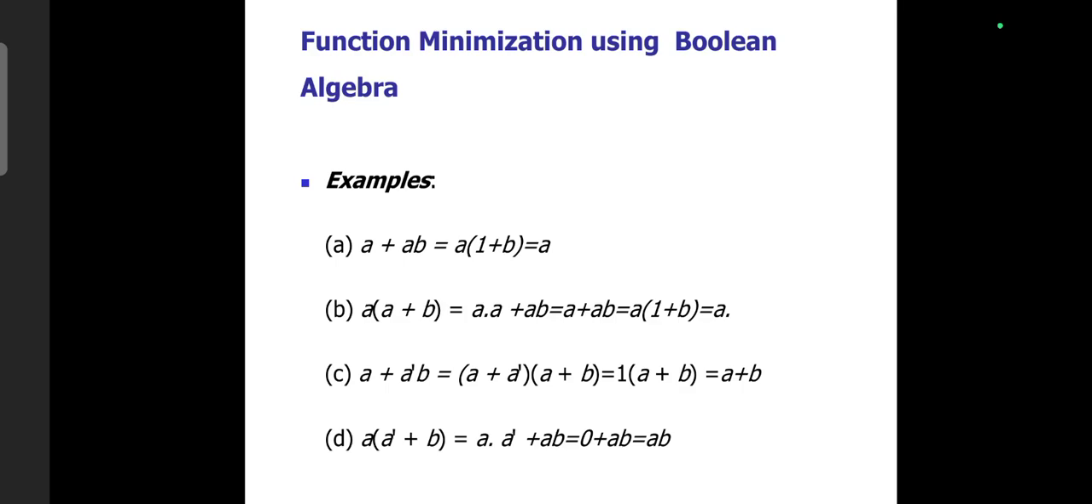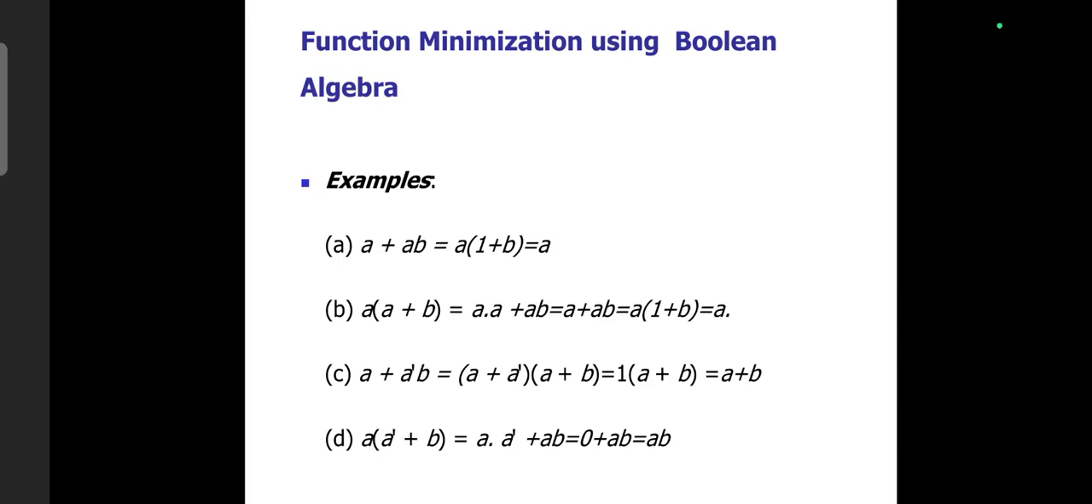Consider a into a plus b, expanding: a into a is a, so we get a plus ab. Applying simplification, a into 1 plus b, result is a. So repeated application of identities helps reduce expressions significantly. Now consider a plus a bar b, rewrite as a plus a bar into a plus b. We have a plus a bar equal to 1, so the result becomes a plus b. So this example demonstrates the power of complement laws in algebraic simplification.